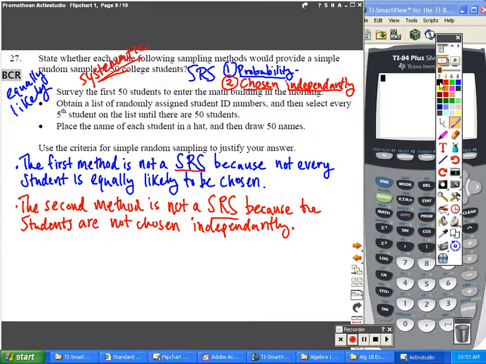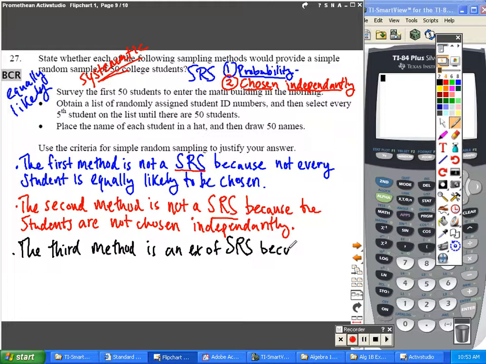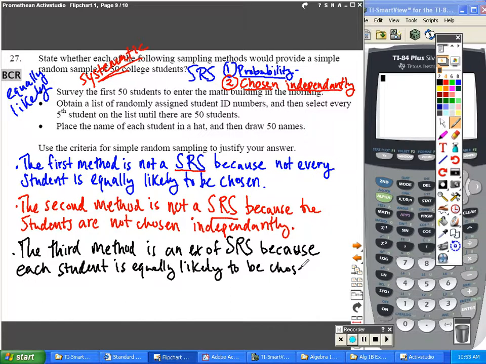And let's look at the last one. The third method is an example of a simple random sample because each student is equally likely to be chosen for the survey, and each is chosen independently.